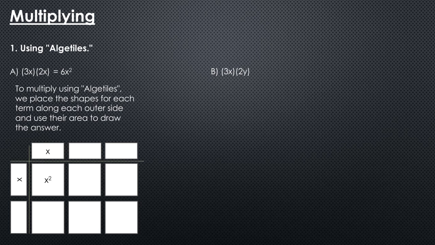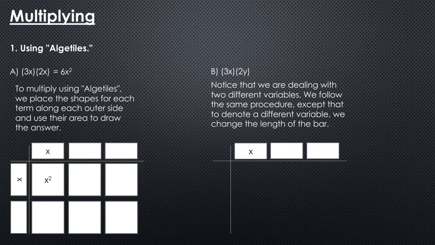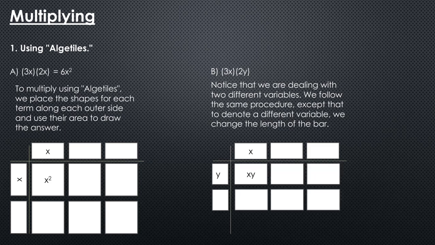Our second example using algebra tiles is 3x multiplied by 2y. Now notice that we are dealing with two different variables. So we're going to follow the exact same procedure, except to denote a different variable, we will change the length of the bar. So we fill in our chart using the three regular bars for the 3x, and then we're going to have two different ones for the 2y. But it's the same procedure, so it's going to have the same filled in chart. Now because the variables are not the same, they cannot be combined, so therefore we will just list them. So our answer will be 6xy.